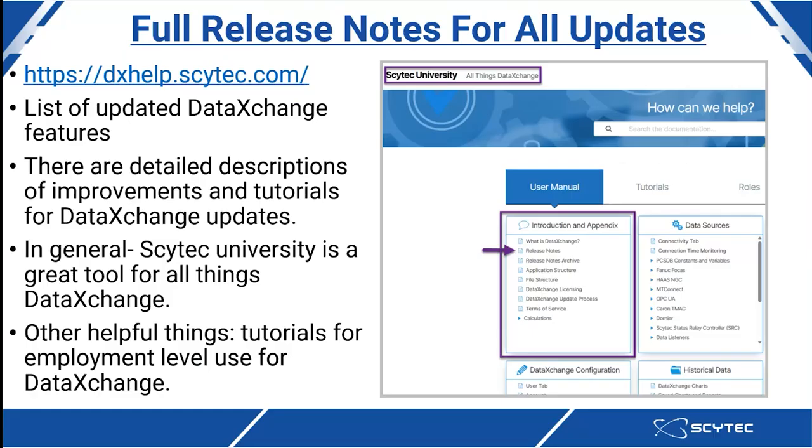Where you can find out about all of the stuff that is in a data exchange update can be found at our Scytec University website, which can be found at dxhelp.scytec.com, where you can find a list of the updated features in that release, which you can see in that image there over on the right. You can see an arrow pointing to where it says release notes. That'll go through a detailed description of everything that was in that data exchange update. And in general, Scytec University is a great tool for all things data exchange, including tutorial videos, FAQs, and as well as breakdowns for how data exchange can be applied to specific employment levels.